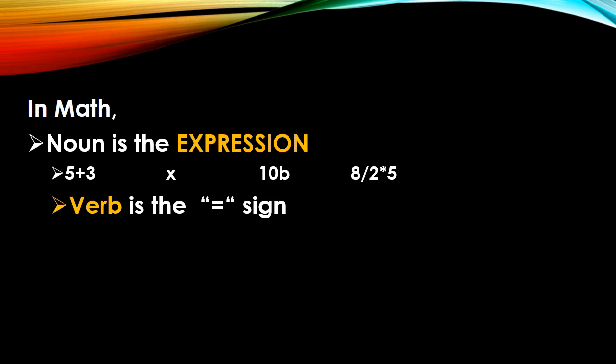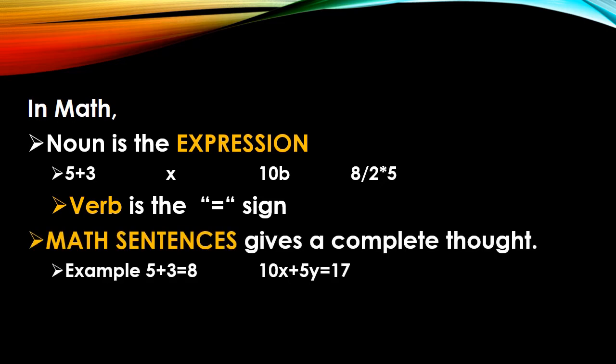It also has a sentence, called a mathematical sentence, which gives a complete thought. For example, 5 plus 3 equals 8. It gives us a complete thought that when we add 5 plus 3, equals is the verb, the action, and the answer would be 8. The other one is 10x plus 5y equals 17. It also gives us a complete thought, so that is a mathematical sentence.